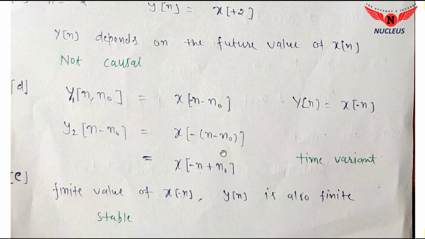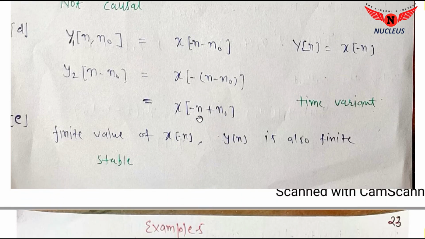Now we will check time invariance. The question is given y(n) equal to x(-n). First you delay the input. If you delay the input, we will get this equation, x(-n - n0). If you delay the output, you will get this one, x(-n + n0). Equation 1 and equation 2 are not equal, so this is a time variant system. Next we will discuss stability. For finite value of x(-n), y(n) is also finite, so the system is stable.